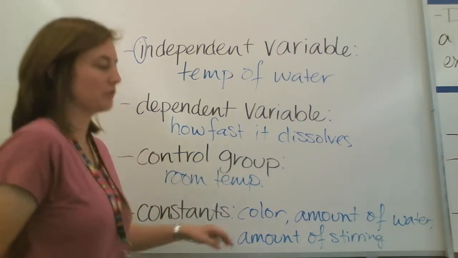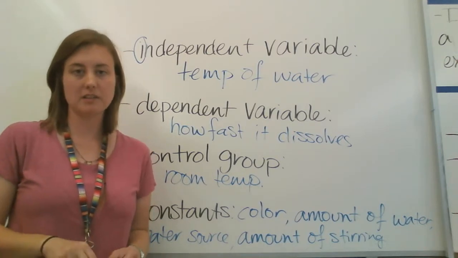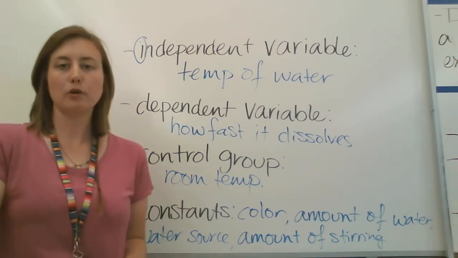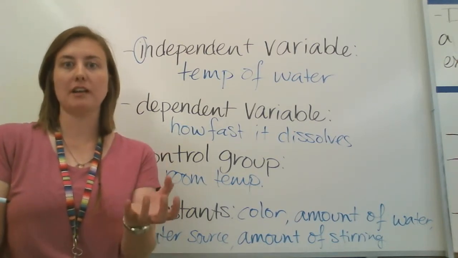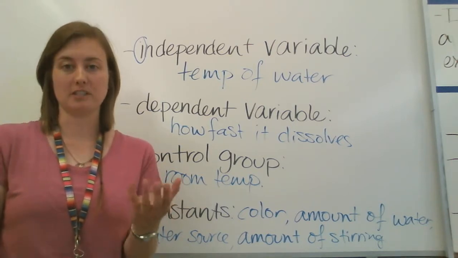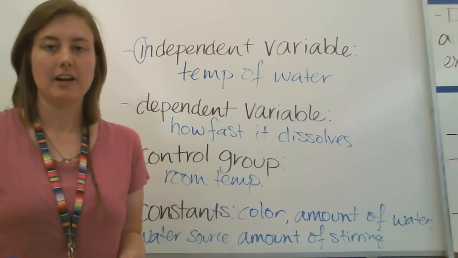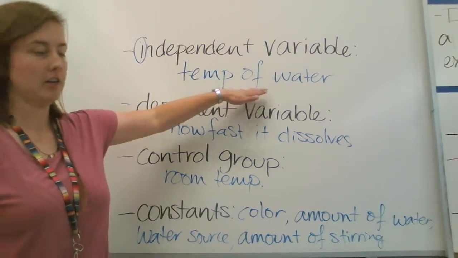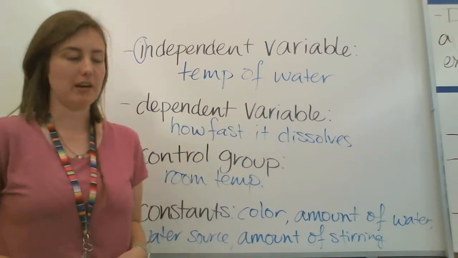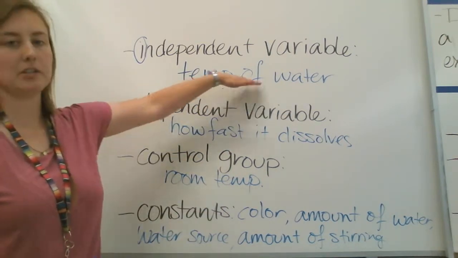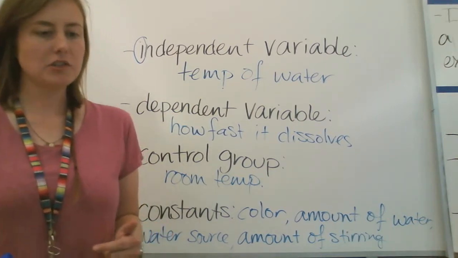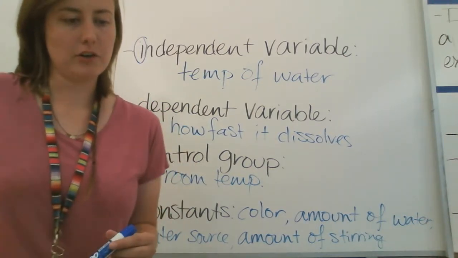Also, I don't have room to write this, but the type of liquid would need to be the same. So we wouldn't want to do room temperature water and then hot Sprite or something because the liquid needs to be the same. So they would all need to be water because what we're changing is the temperature. We're not changing the liquid that it's in, right? So we want to keep everything else constant except the temperature of the water, okay? So those are some of the things you need to know for your test.